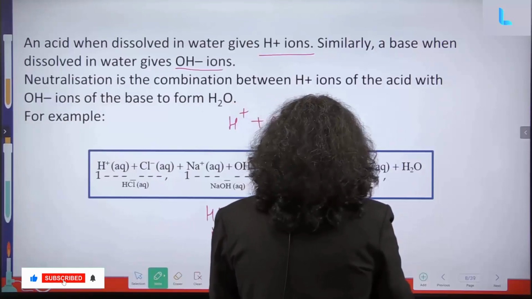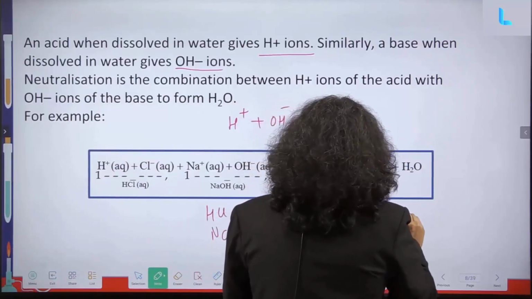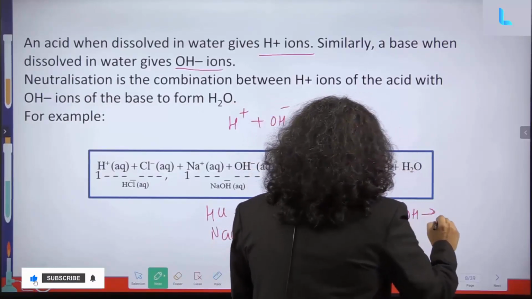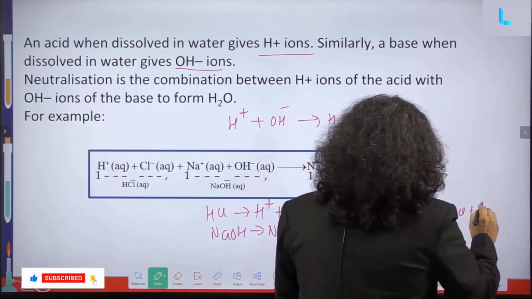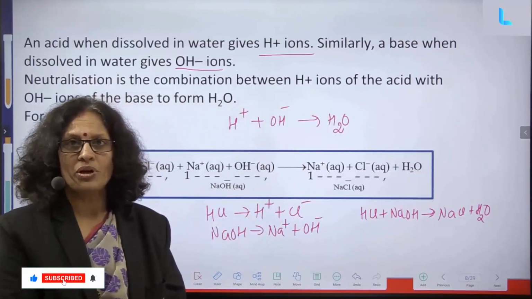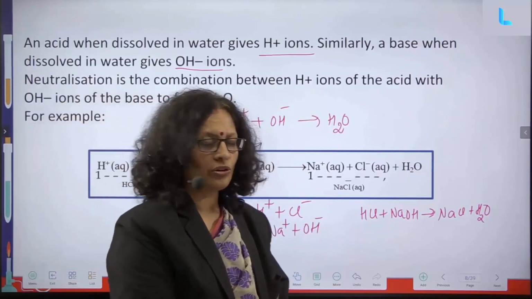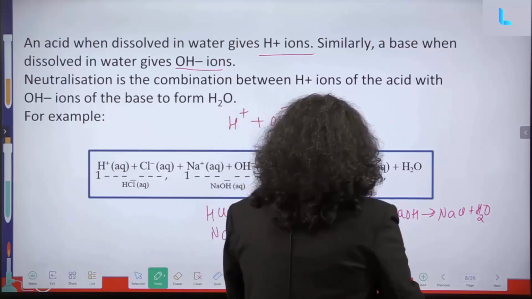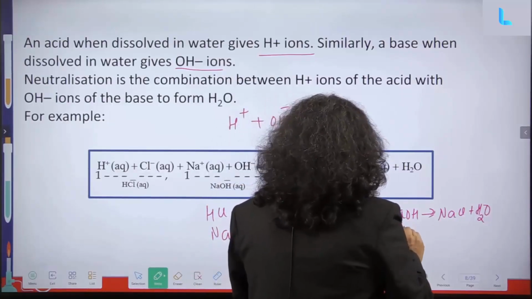The reaction is HCl plus NaOH gives NaCl plus water. This reaction is called a neutralization reaction. When an acid reacts with a base, you get salt and water. What is this reaction called? This is called a neutralization reaction.